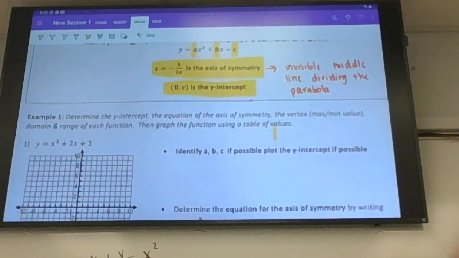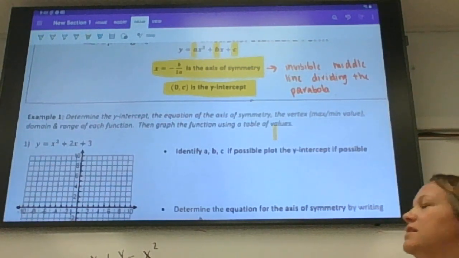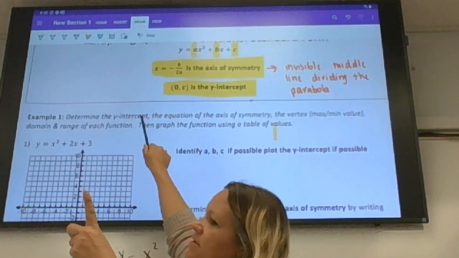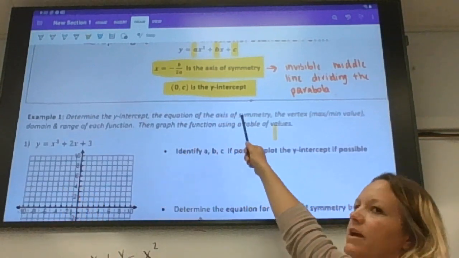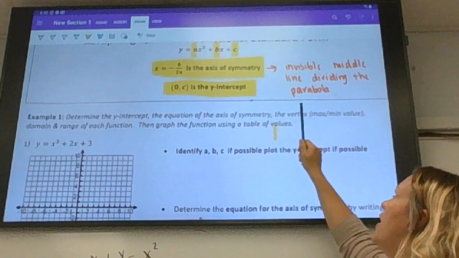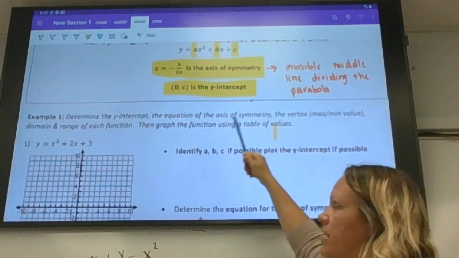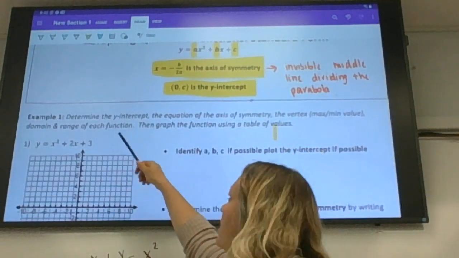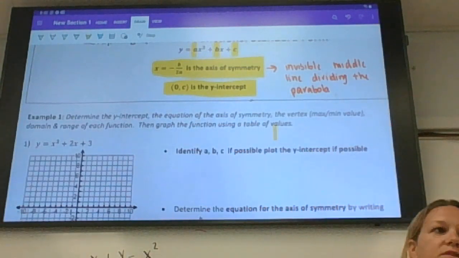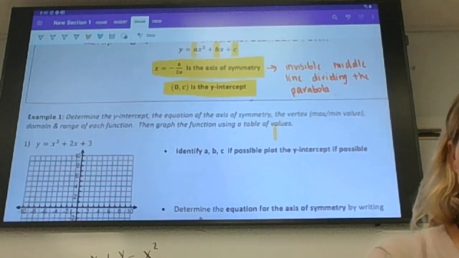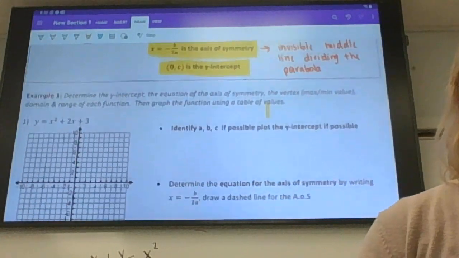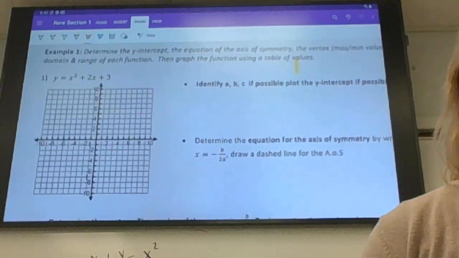All right, on this example, there's a lot of directions. It says, determine the y-intercept, so that's one thing. The equation of the axis of symmetry, that's another thing. The vertex is a third thing. Domain and range is a fourth thing. And we have to graph using a table is a fifth thing. So there's a lot involved in making these graphs. This is going to make, like, slope seem really basic. So these little bullet points here are steps to getting those things done.